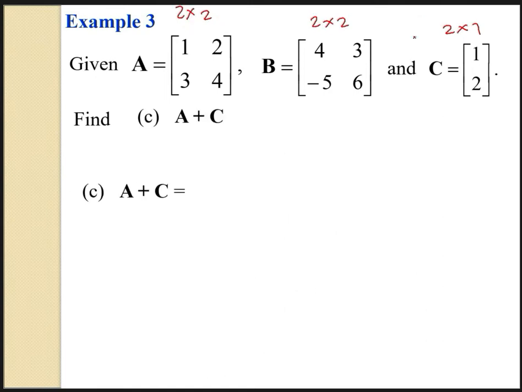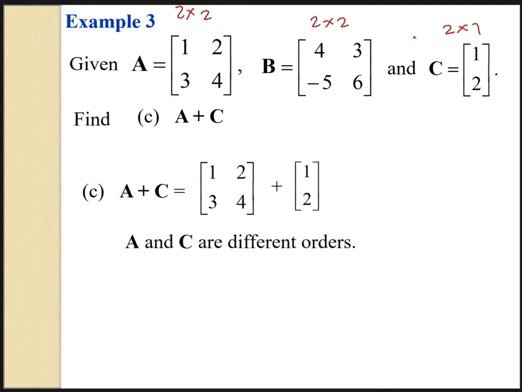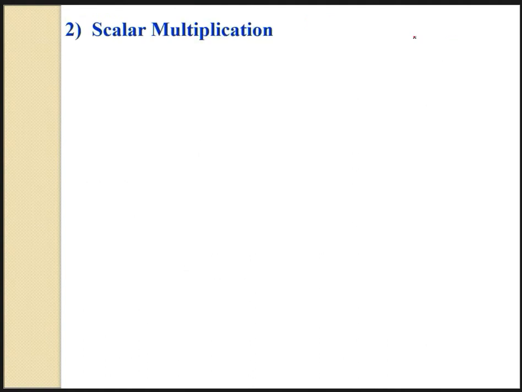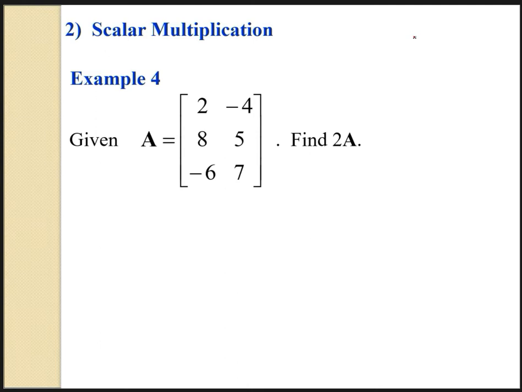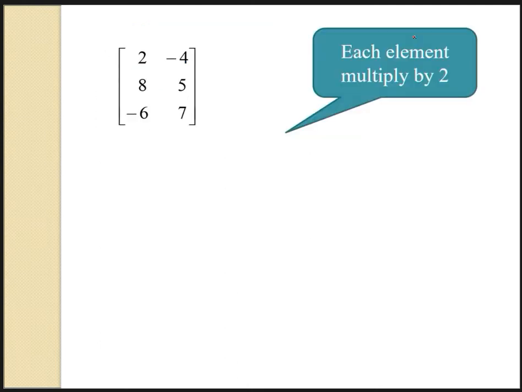Example C, A plus C. Do they have the same orders? One is 2 times 2, another one is 2 times 1. They have different sizes or different orders. So we can't solve for this question. Scalar multiplication. Given the matrix A, we want to find 2 times A. Each element will be multiplied by 2.